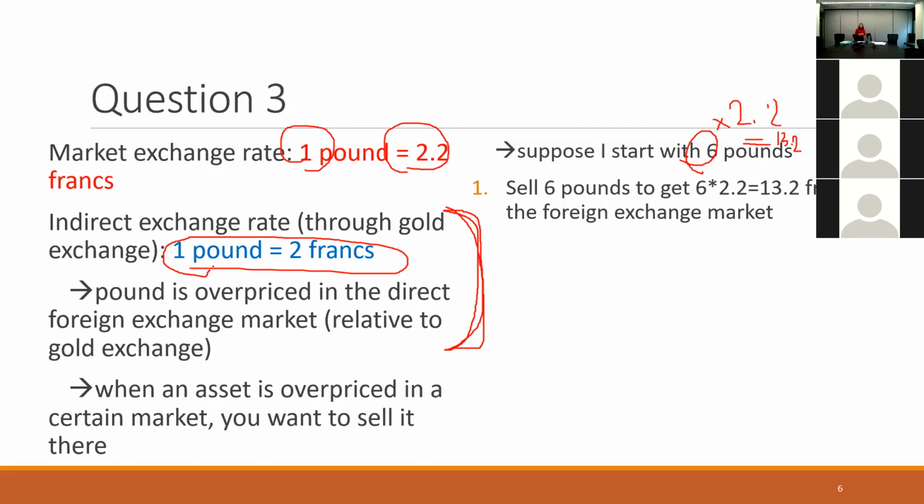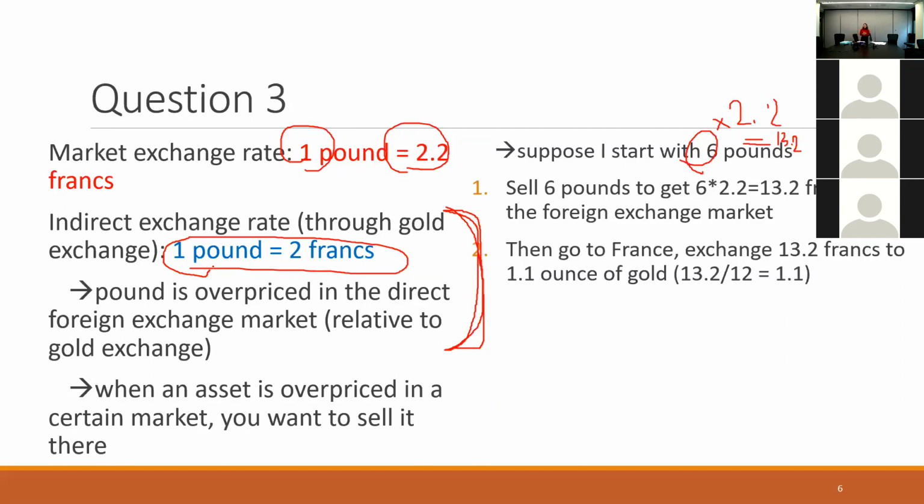So to explain the next few steps, what I'm going to do next is exchange the francs back into the pounds indirectly through the gold exchange, right? So I'm going to exchange the francs into gold first, and then I'm going to exchange the gold into pounds again. So let's see how we can do that.